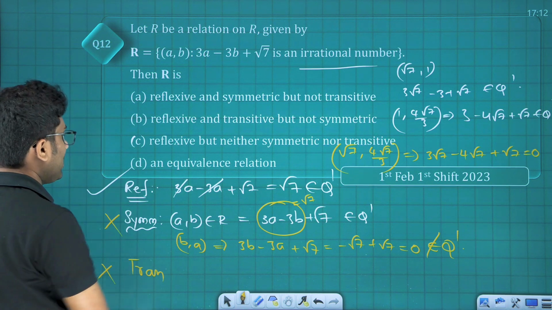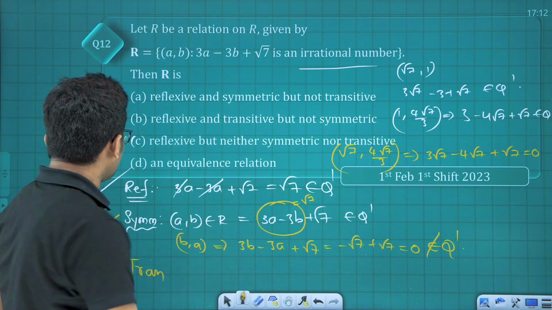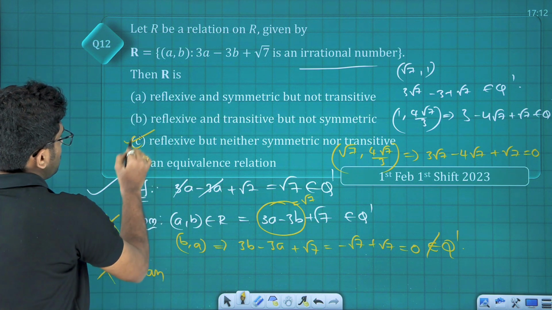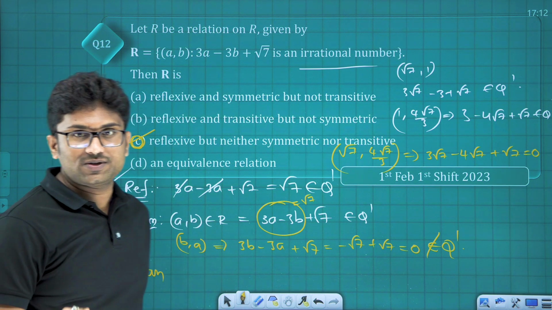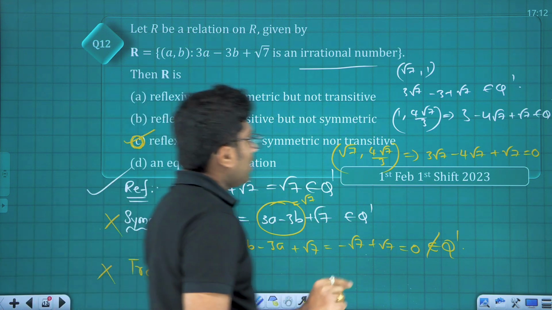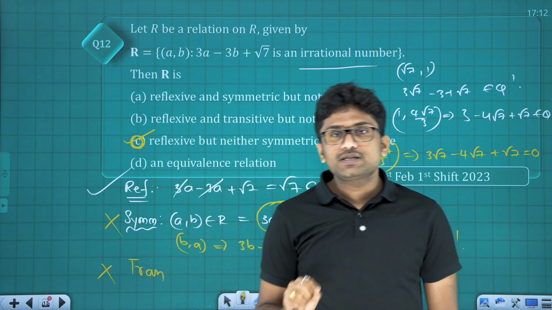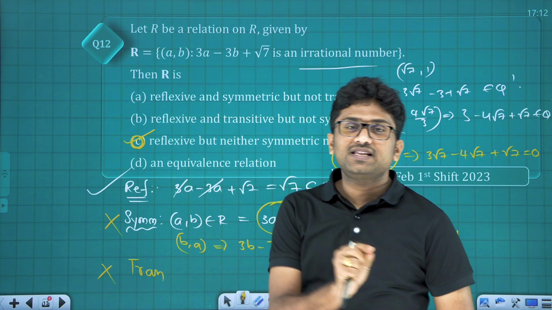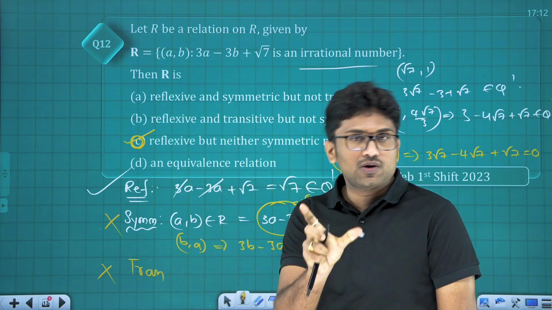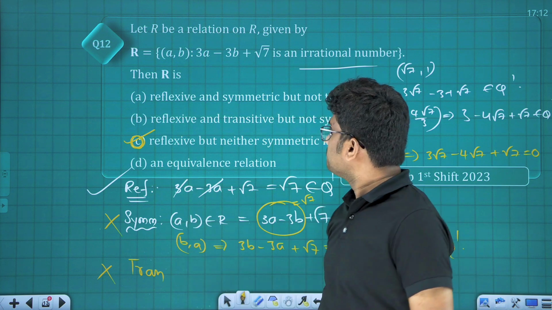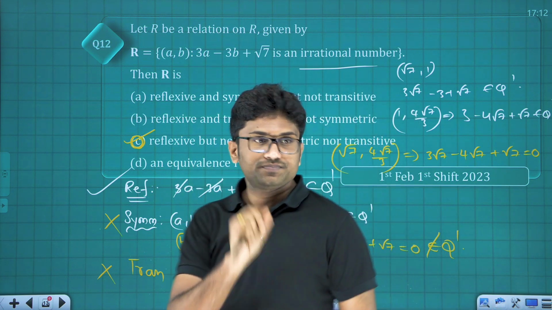So it is only reflexive and it is not symmetric, not transitive. Hence the answer is option C. Clear? Reflexive but neither symmetric nor transitive. Okay? So one thing you have to understand, friends: to say that it is not something, either go by definition. If you are not able to get some conclusion by definition, go with a counter example.